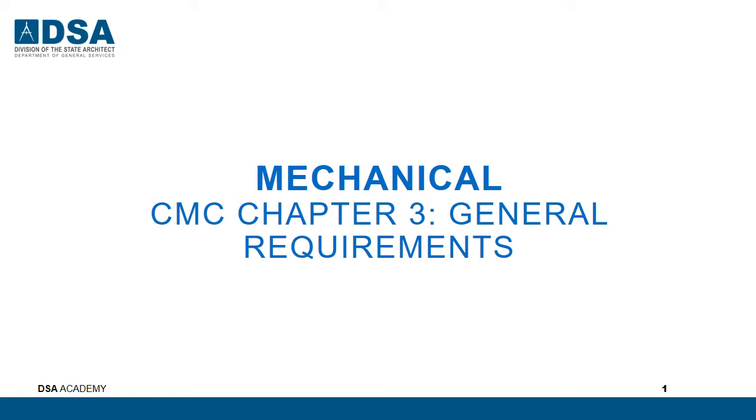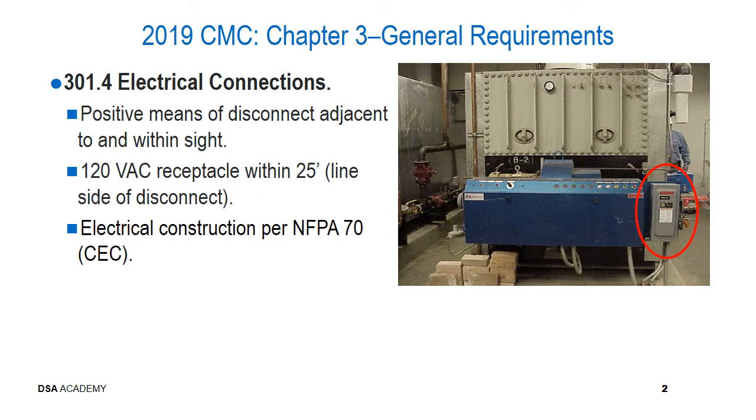The next chapter we'll be discussing for the mechanical code is Chapter 3, General Requirements. As with all equipment supplied, provisions have got to be made for maintenance and repair personnel to be able to service and maintain their equipment on a periodic schedule.